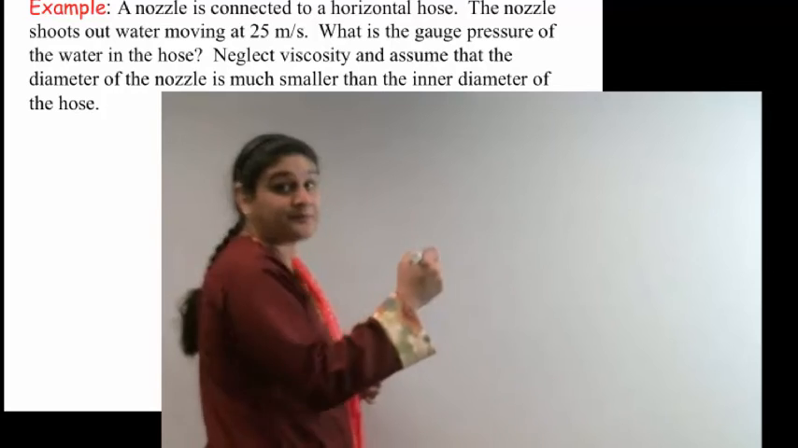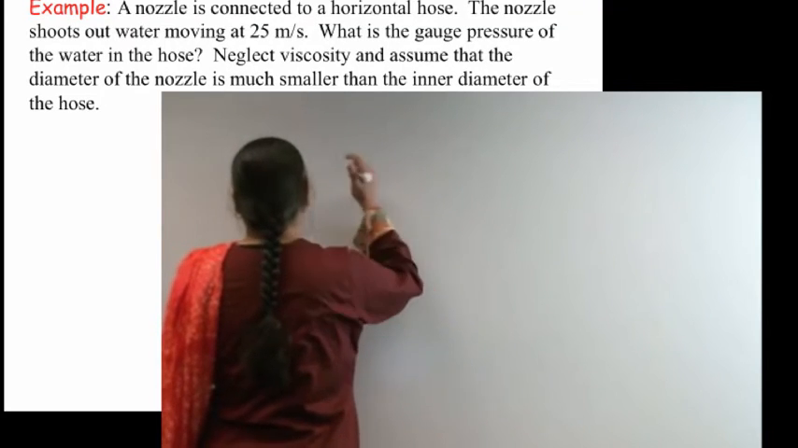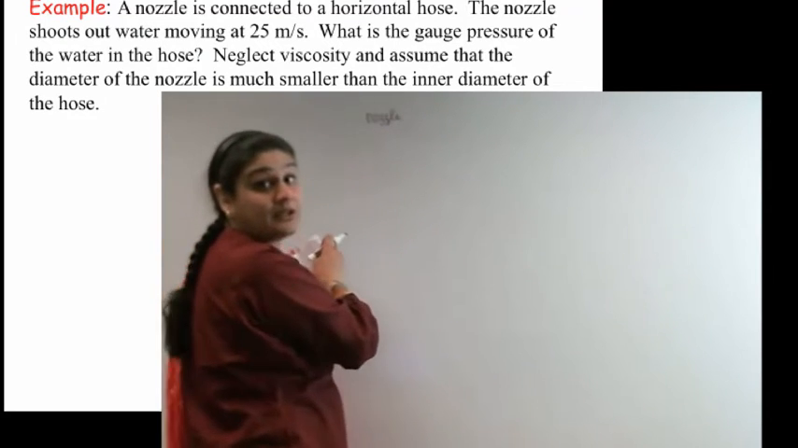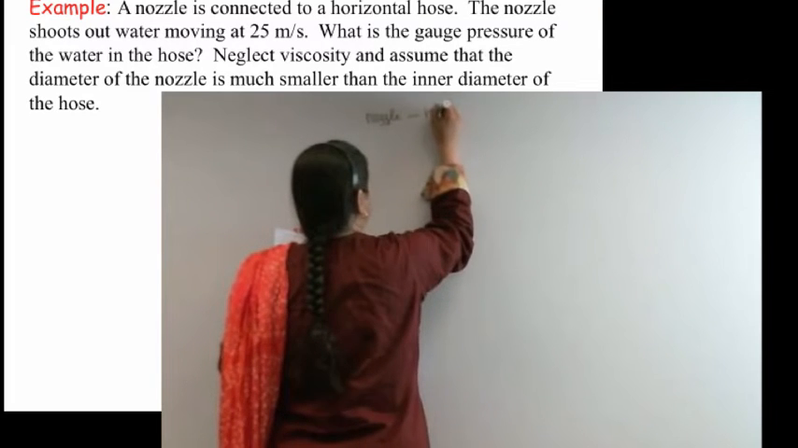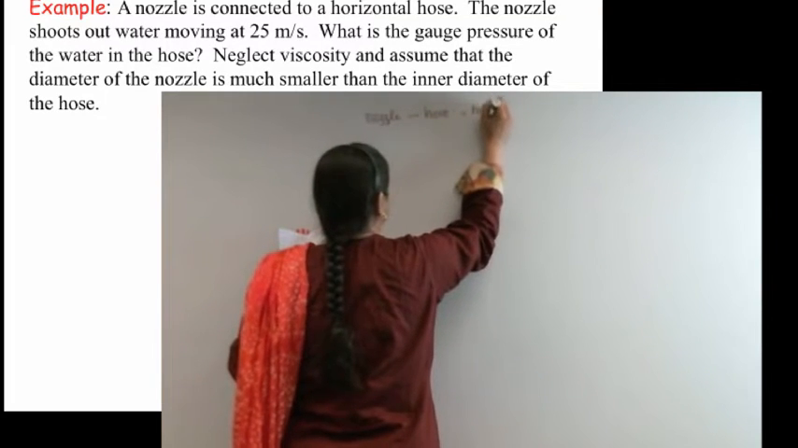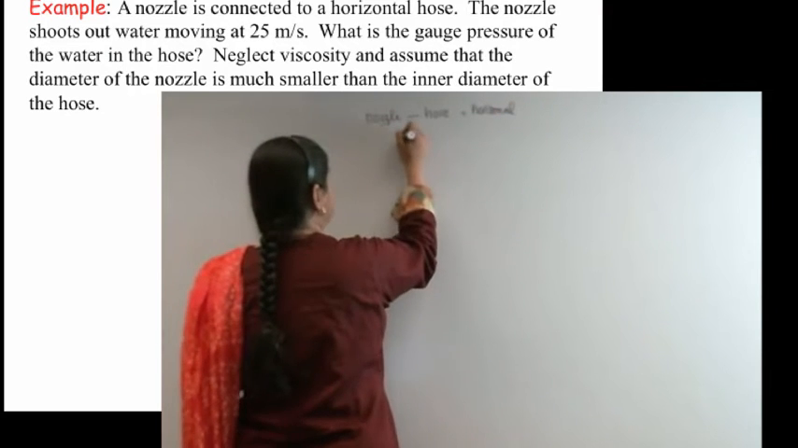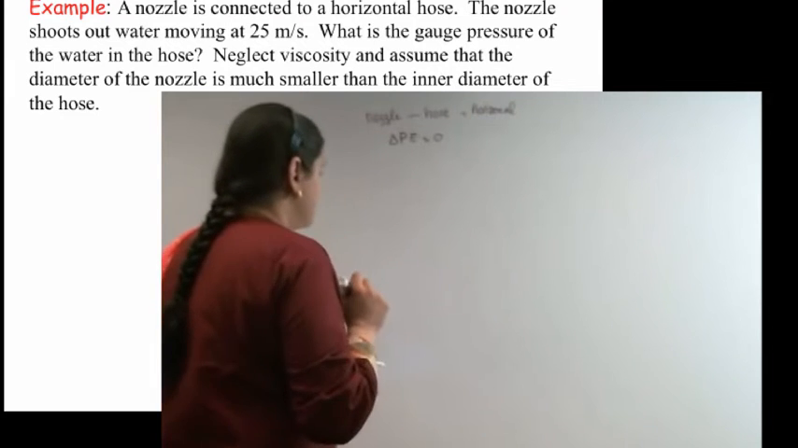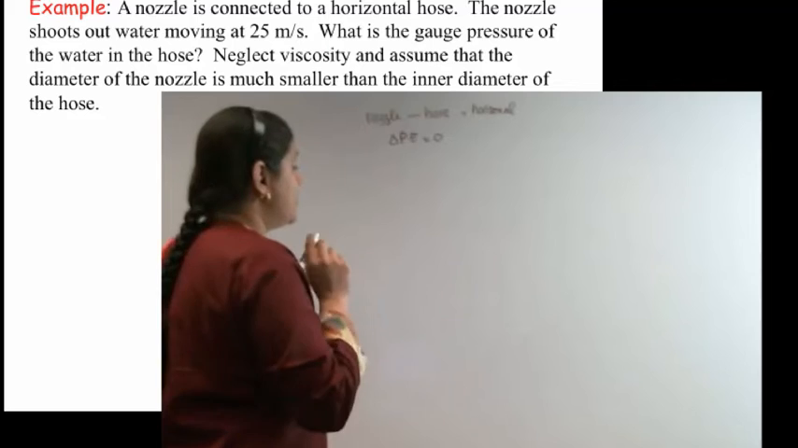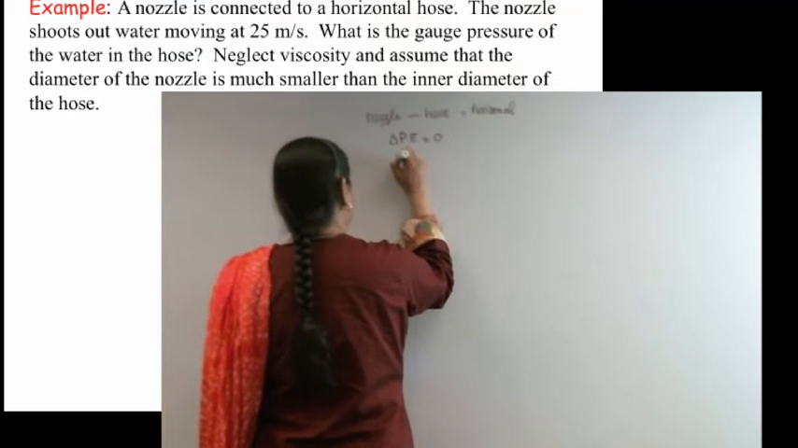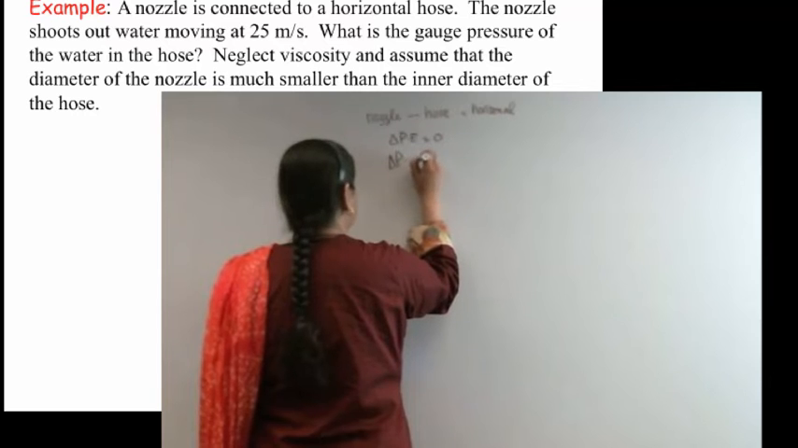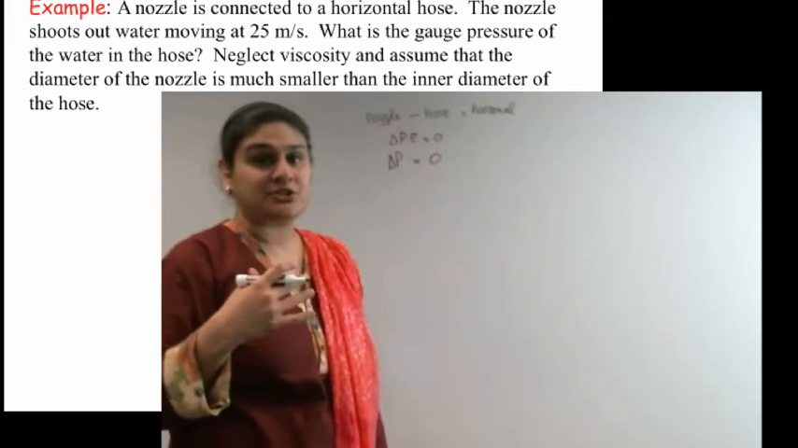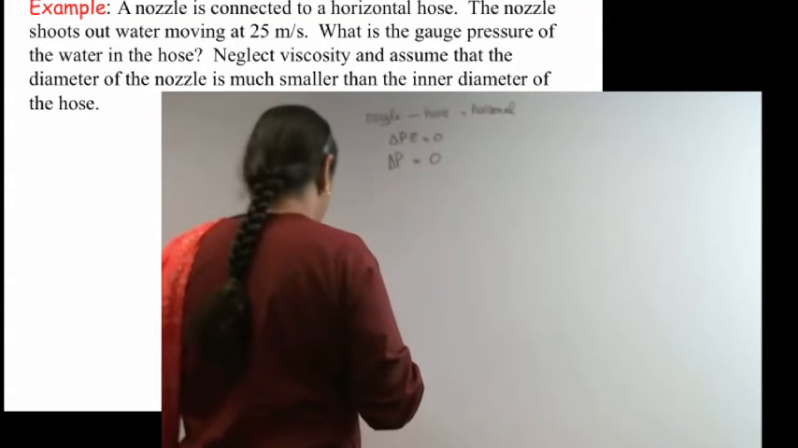This question gives me that I have a nozzle and I have a hose, and they are both horizontal. If they are both horizontal, that means there is no change in potential energy of my system, right? Which is going to be a very useful idea. And also, since these are horizontal, I won't have any atmospheric change. So delta P is going to be 0. So my potential energy change is going to be 0, and my change in the pressure is not going to be a factor.